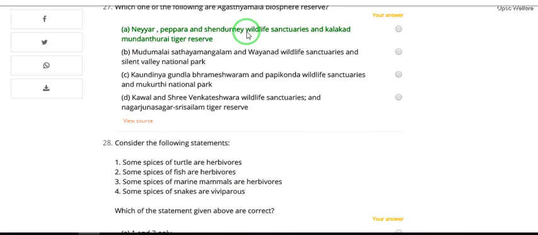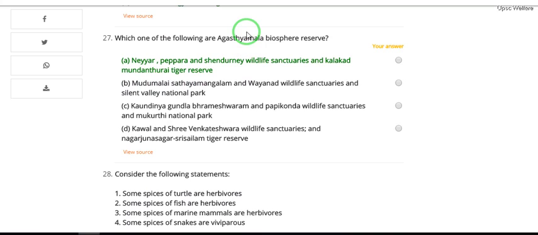See, which one of the following? If we see that Agastya, yes, Agastya Mala Biosphere Reserve. So, of course, Neyyar, Peppara and Shendurney Wildlife Sanctuary and also Kalakkad Mundanthurai Tiger Reserve. And we will go with these options.